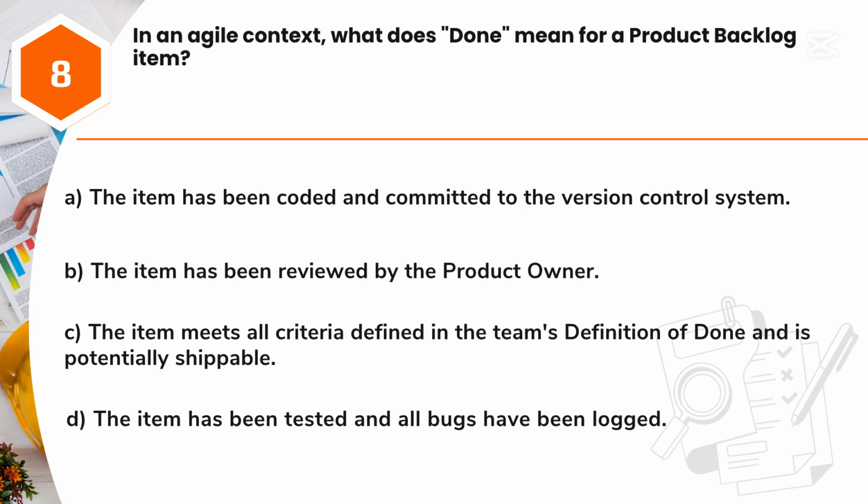Question 8. In an agile context, what does "done" mean for a product backlog item? A. The item has been coded and committed to the version control system. B. The item has been reviewed by the product owner. C. The item meets all criteria defined in the team's definition of done and is potentially shippable. D. The item has been tested and all bugs have been logged.